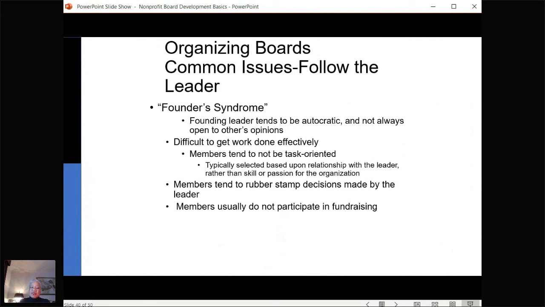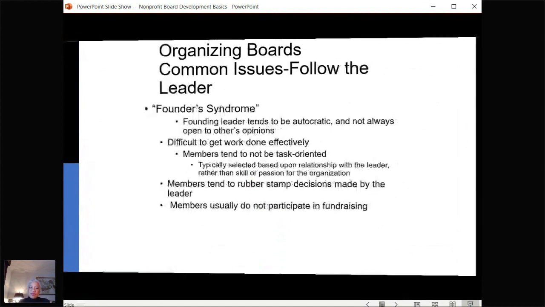So the other members, Sai, I think you were talking about this, the other members are not likely to carry their weight or follow through on commitment because they're there really because of the leader. And they tend to rubber stamp the decision made by the leader because they don't really care one way or the other what happens, or they may trust the leader so much they don't feel like there's a need to question the leader's decisions. And the members usually don't participate in fundraising.